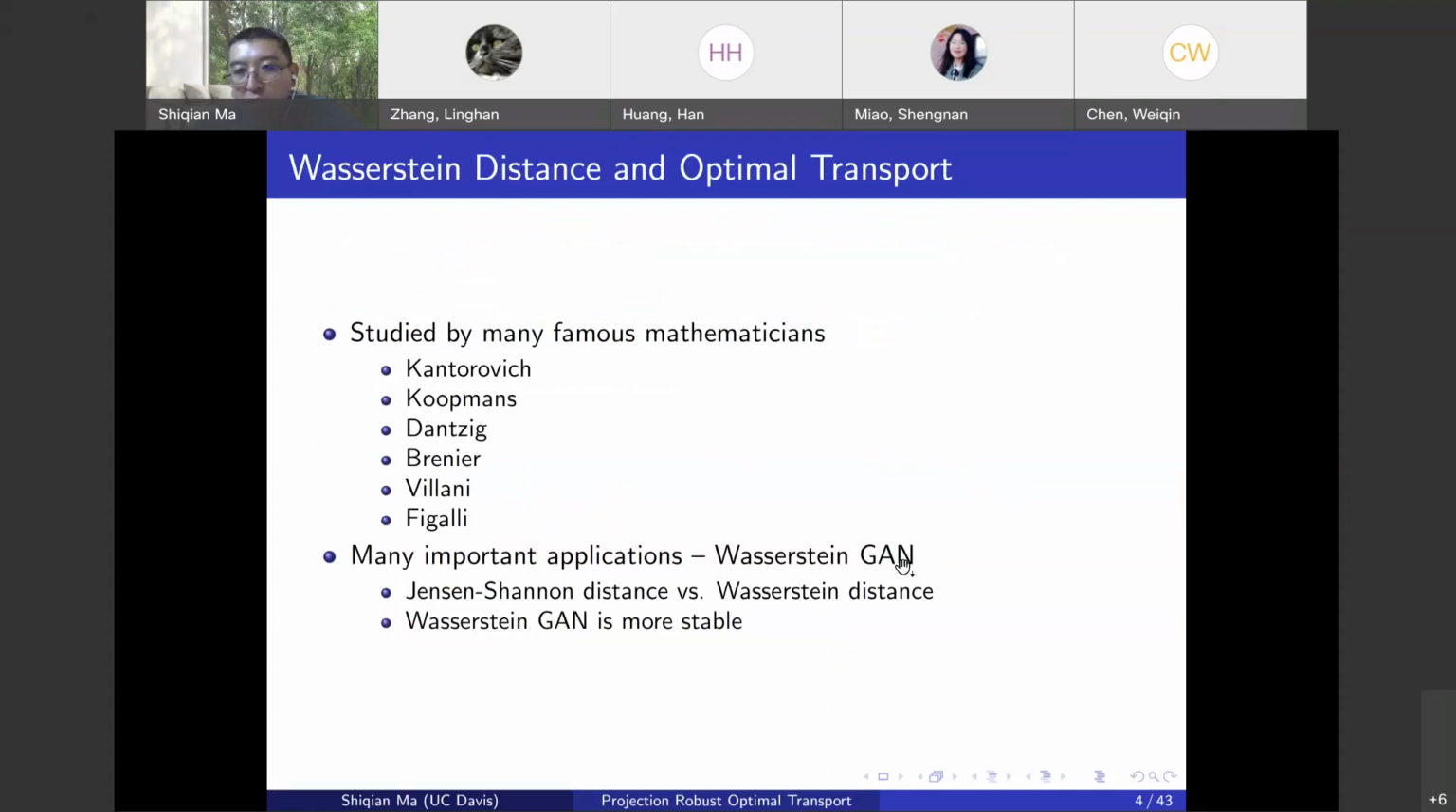So I assume that we all know the generative adversarial network problem, the GAN problem, in the deep learning area. So basically, the original GAN uses the so-called Jensen-Shannon distance to measure the distance between 2 probability distributions. And then later, people proposed the Wasserstein GAN. In Wasserstein GAN, they use the Wasserstein distance to measure the distance between 2 probability distributions. Okay, and people already found that the Wasserstein GAN is more stable in the training of the neural network.